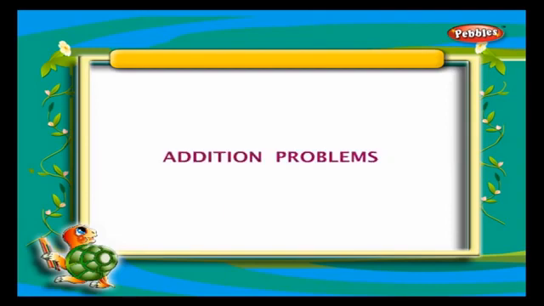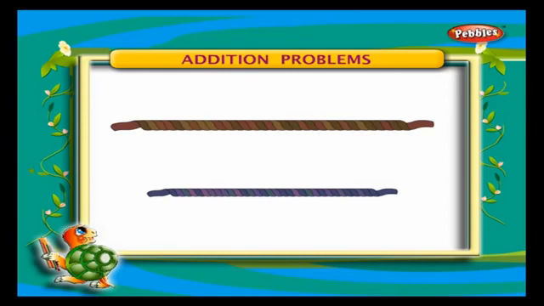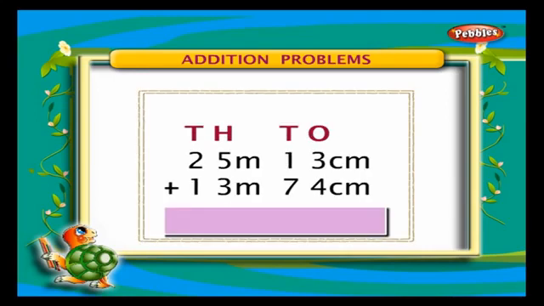Addition problems. Let us add the lengths of 2 ropes. One rope with a length of 25 meters and 13 centimeters and the other rope with a length of 13 meters and 74 centimeters. Arrange the lengths in columns.